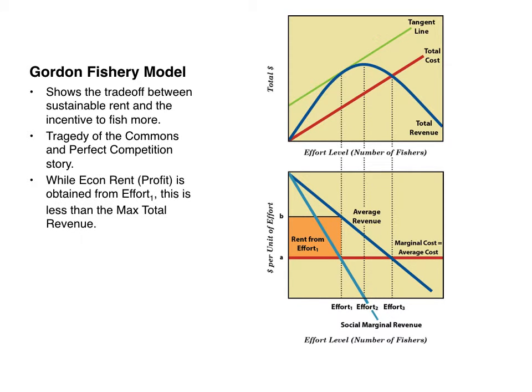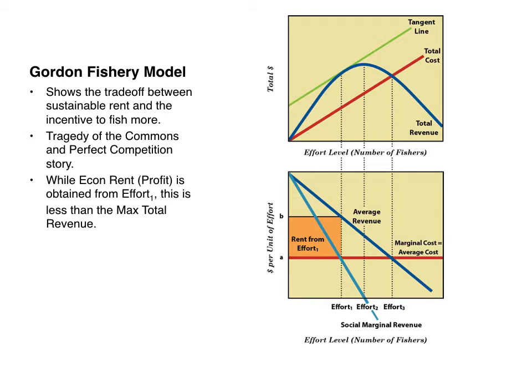Now, economic rent, or profit, is obtained by effort one, I guess you might say a lesser number of fisher people. Oh, by the way, the marginal cost is assumed to be constant, so it's going to be horizontal. You would have a rent from effort one. You can call this an economic rent. You can call this economic profit. It's kind of the story that I would teach in economics 130. So we have a monopoly situation there.